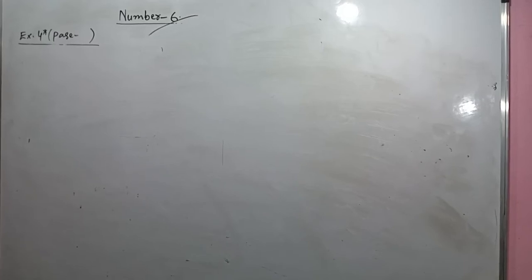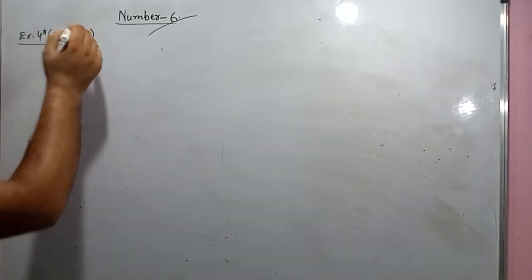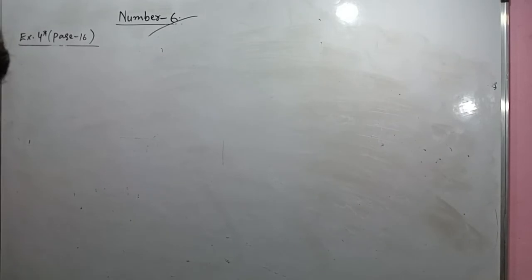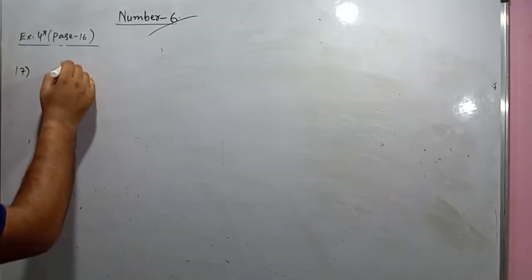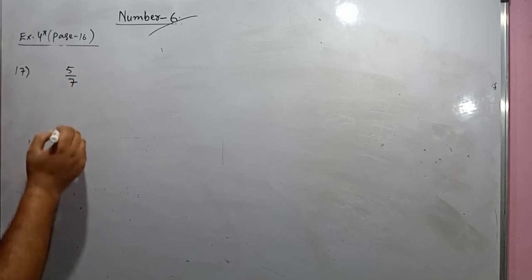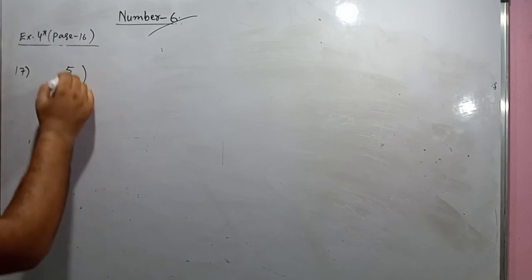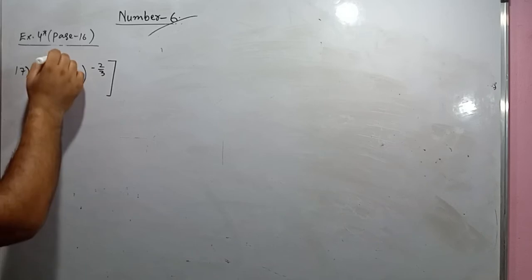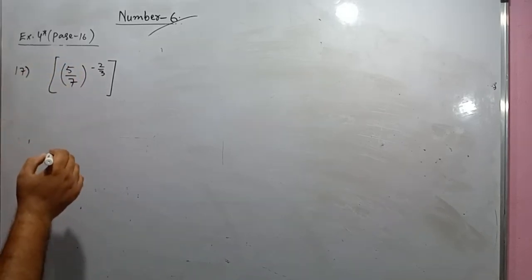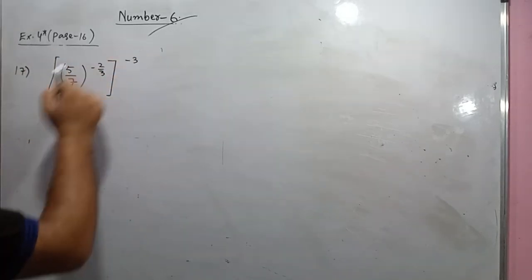Now you can see the page number 16, the same exercise. The 17th one is also very easy. The 17th one is (5/7) whole power (-2/3), then there is a long bracket, and outside the long bracket its power is -3.